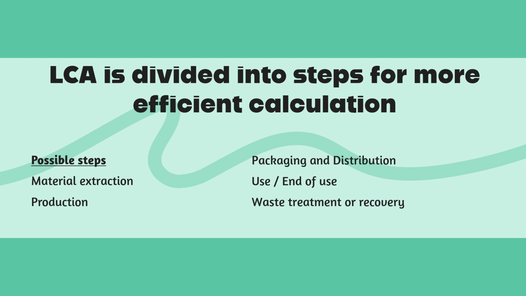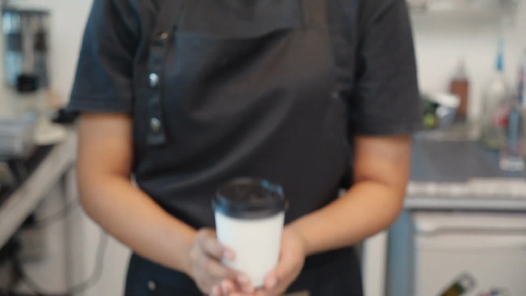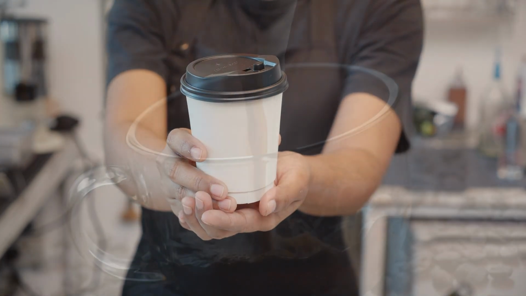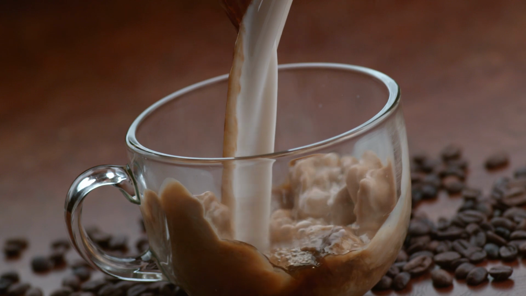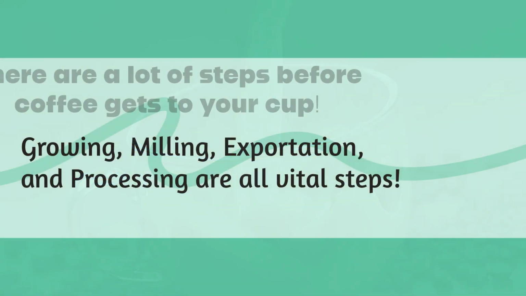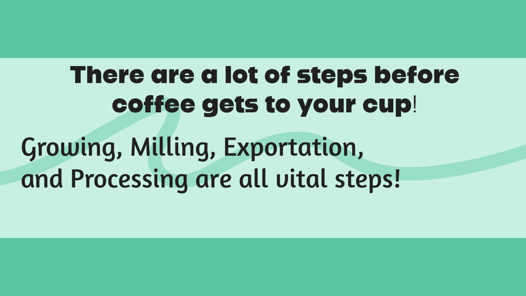How does this apply to coffee? From the cups we get from shops to those that we brew ourselves, we rely on harvested coffee beans to facilitate our coffee intake. This calls for a multi-step process, including factors such as the steps of growing, milling, exportation, as well as processing.